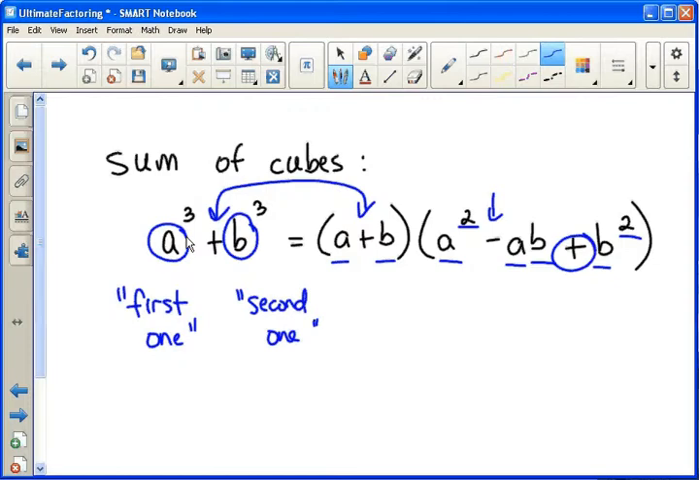First one squared, first one times the second one, second one squared. The first sign's the same, the second one's not, the last one's always positive, so that's what you've got.